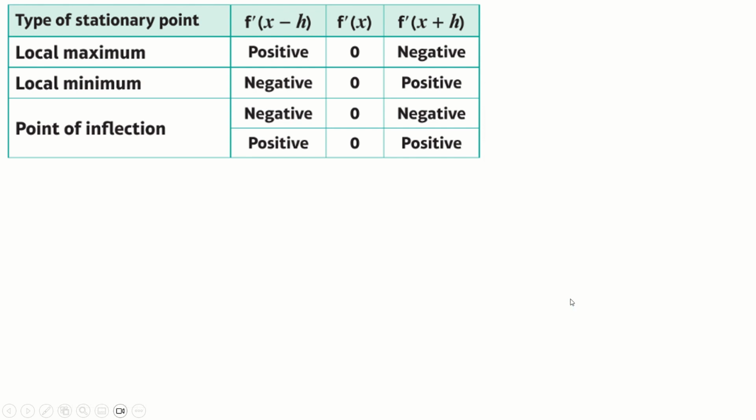Like, why does it think these are inflections? So, okay, what we need to talk about is what this table is really saying. If your gradient is going from positive to 0 to negative, that means the gradient of the gradient is negative, right? Because you're getting smaller. Imagine this is a number line. You're going from the positive to 0 to negative. You're getting smaller. So the gradient of the gradient, the second derivative, is negative.